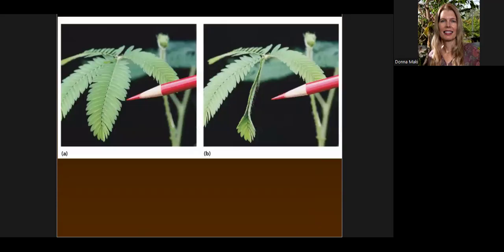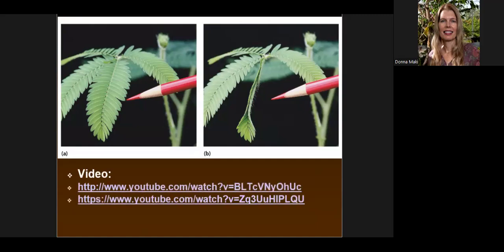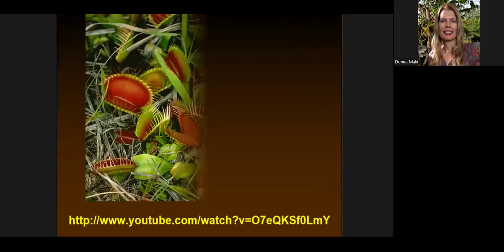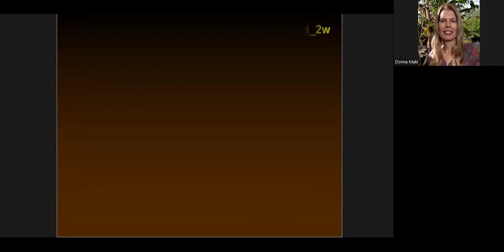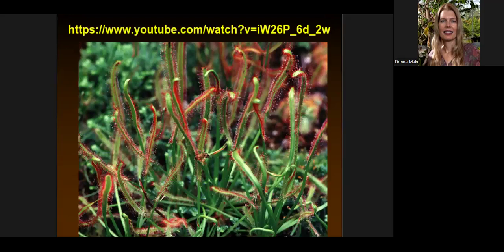We'll have to see. Here's a close-up of just touching one little leaflet, and it gets the whole leaf. It's like a chain reaction. There's a video you can watch. There are a couple of different options when you're studying. And then the Venus flytrap, of course, with those modified leaves, and the sundew plant.